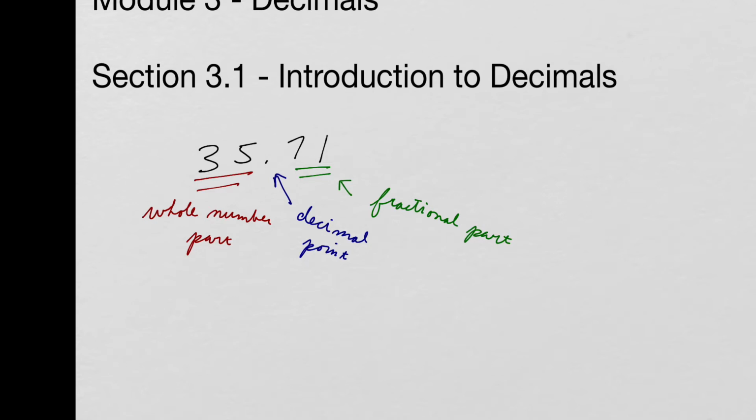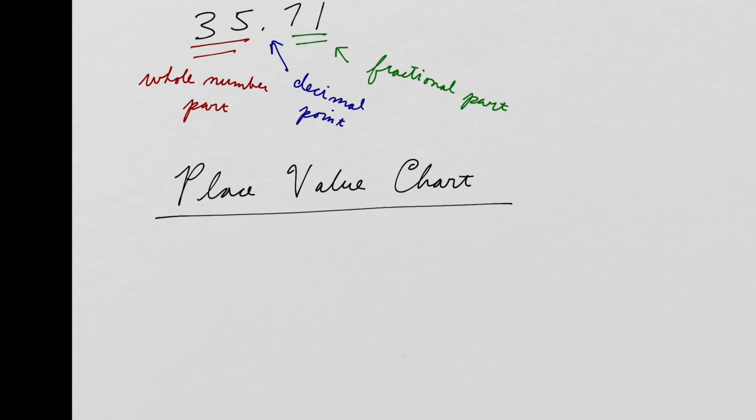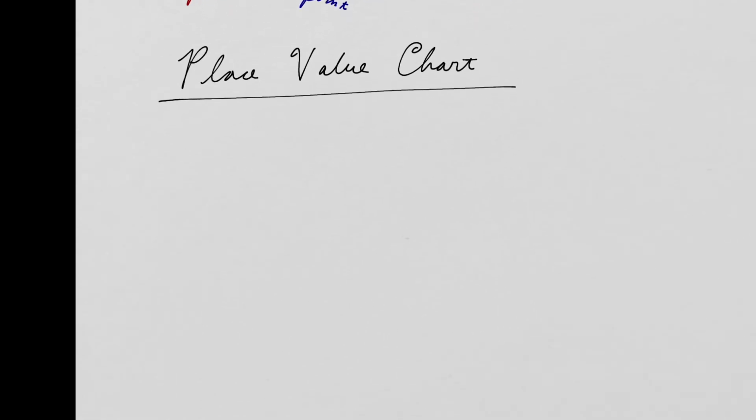All right, so just like we did with whole numbers, I want to start by looking at a place value chart. Let's see what each of those digits represents. So let me write out a place value chart. Okay, so I'll write down some number. Let's say 752.1478. That'll be good.